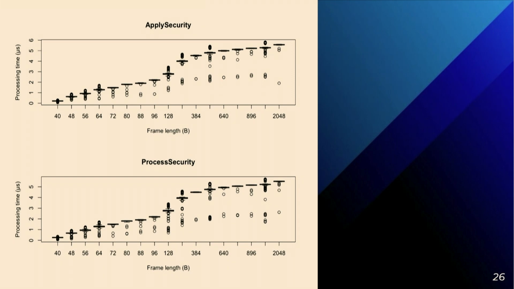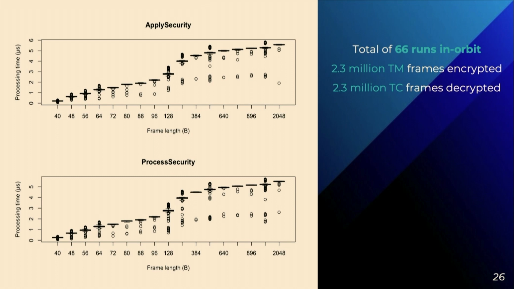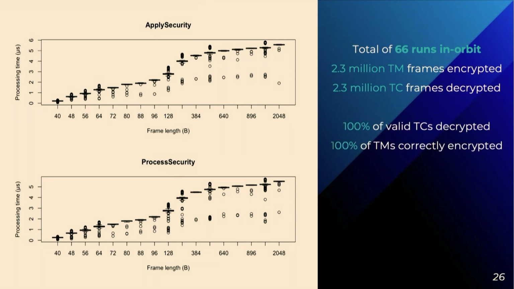So this was uplinked to the satellite, and we've been able to do a total of 66 runs in orbit. This resulted in just under 5 million frames being encrypted and decrypted both ways, which was a good amount of frames to process. And we've been able to do some verifications.